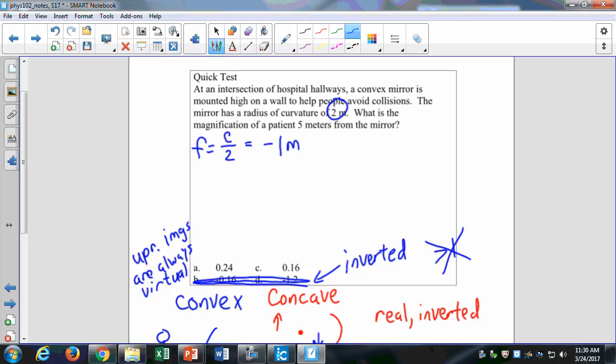I also know that I want to know the magnification of this patient, P is equal to positive 5 meters. Alright, so now I want to know the magnification, which is negative Q over P. I first have to solve for Q. So say 1 over negative 1 equals 1 over 5 plus 1 over Q.